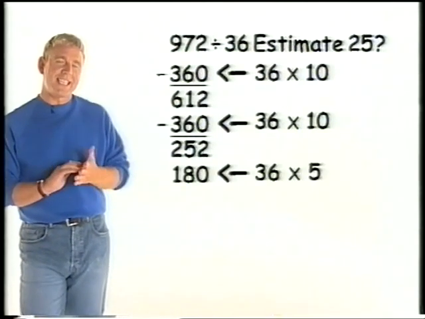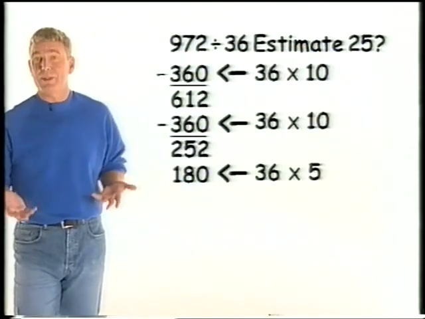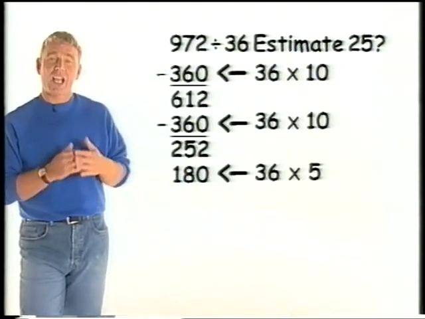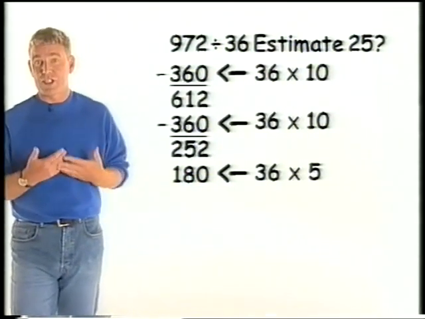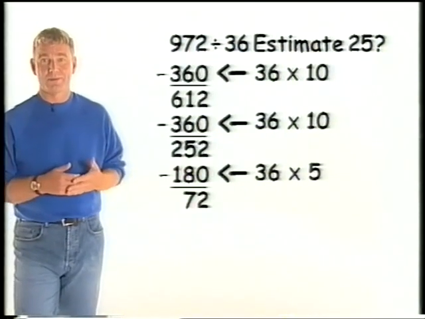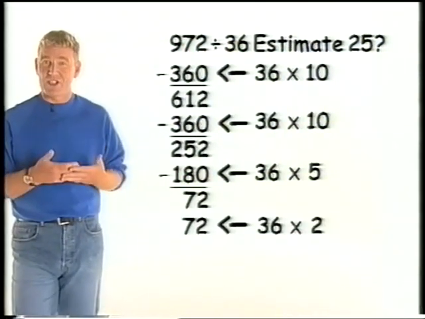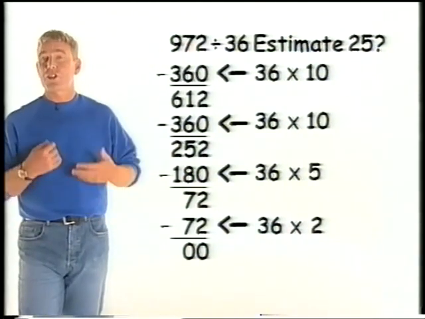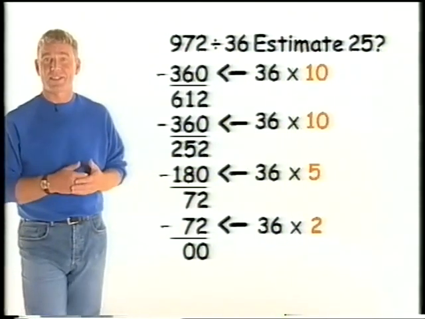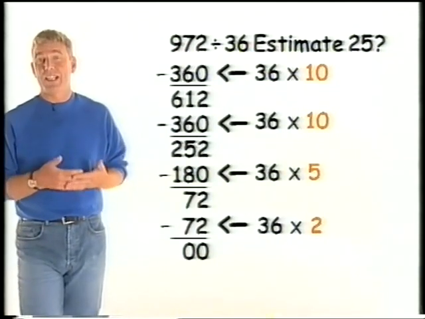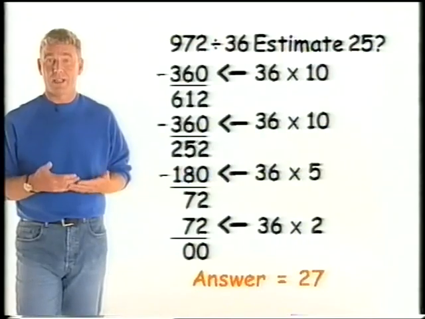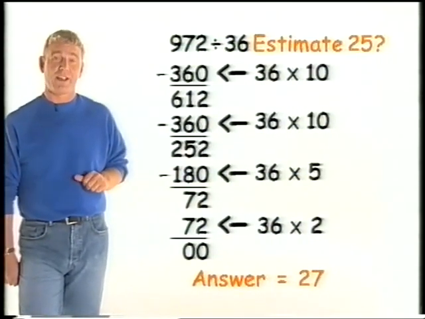Next, she did 36 times 5, which she knew is half of 36 times 10, and that's 180. Take 180 from the 252 to get 72. And Nicola knew that 72 is 36 times 2. So altogether, she got 27 36s. So the answer to how many 36s in 972 is 27, which is close to the estimate of 25.